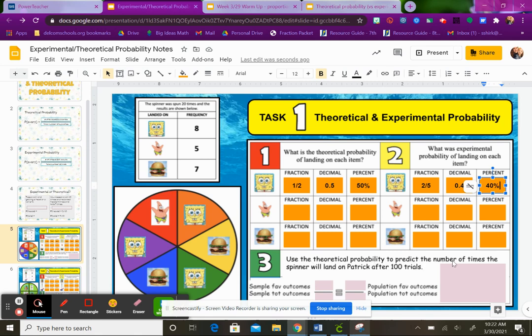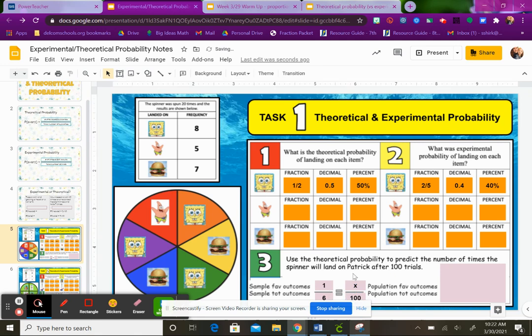And then last thing I want to do down here is it says use the theoretical probability to predict the number of times that Patrick was landed on. And so Patrick's fraction is 1 out of 6. And I want to know how many times I would expect to land on him if I had 100 tries. So I set up a proportion. 1 time out of 6 tries is equal to what out of 100? And you do the butterfly method to solve this.